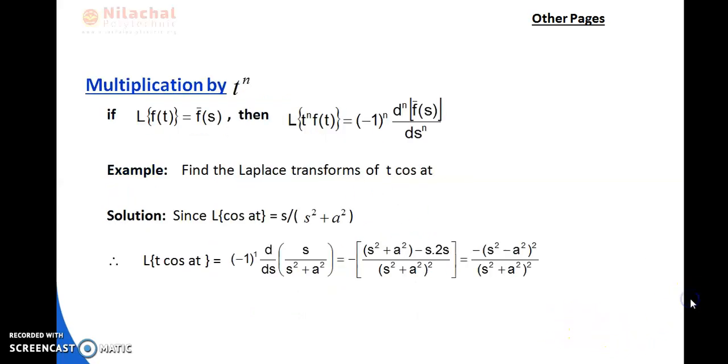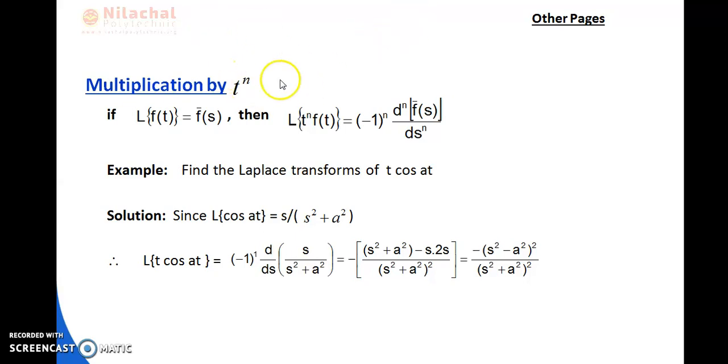Next, multiplication by t to the power n. This is also very important for your semester exam. Multiplication by t to the power n and division by t to the power n are important for the Laplace transform.